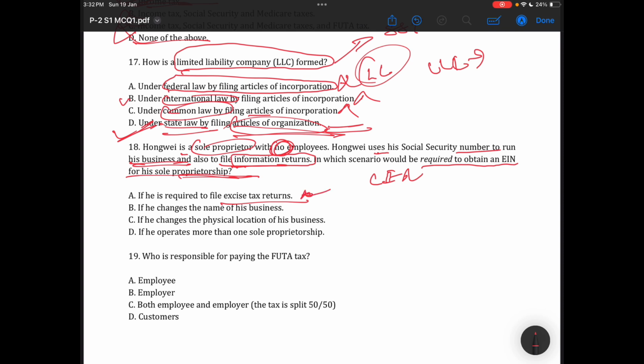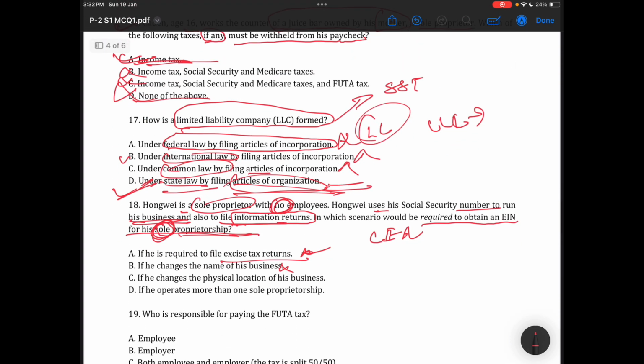If he changed the name of his business, he is saying that he is required to obtain an EIN for a sole proprietorship. Here the most important point is he is asking for the sole proprietorship, not any other. If he changed the name of the organization, no. If he changed the physical location, as we discussed above, for an additional place we don't require an EIN. If he operates more than one sole proprietorship, no.